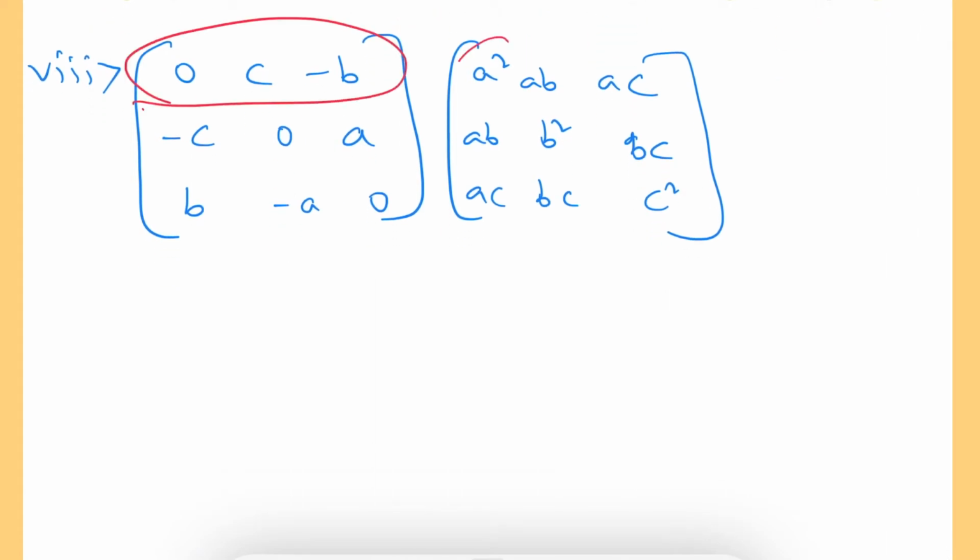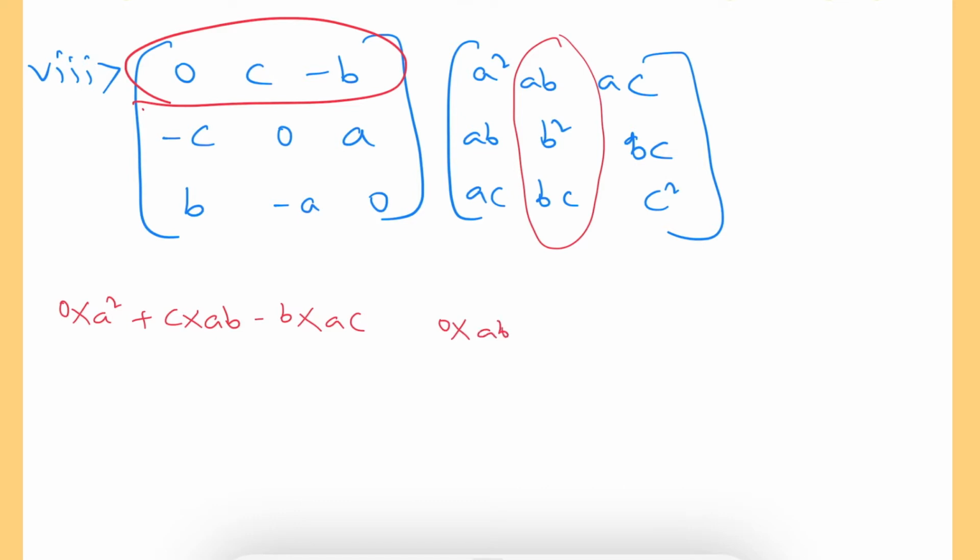First row multiply with the first column: zero into A square plus C into AB minus B into AC. Next, first row multiply with the second column: 0 into AB plus C into B square plus A into BC. Next, first row multiply with the third column.